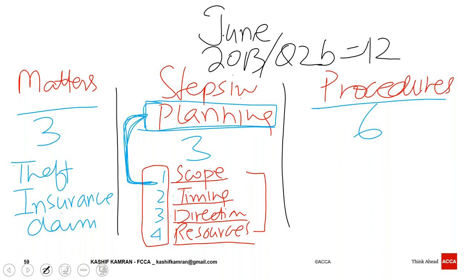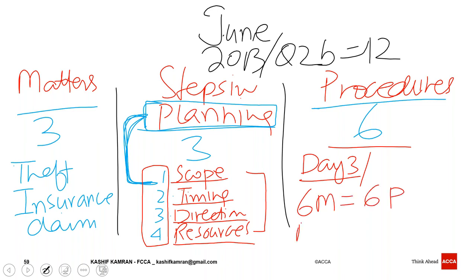Okay. Procedures. Now, procedures have been coming so much from day 3. We even discussed procedures today. Procedures mean 6 marks is equal to 6 procedures, but the procedures have to be written on the amount of claim. So again, see the planning. The planning will make things so clear. You should know what is to be done.